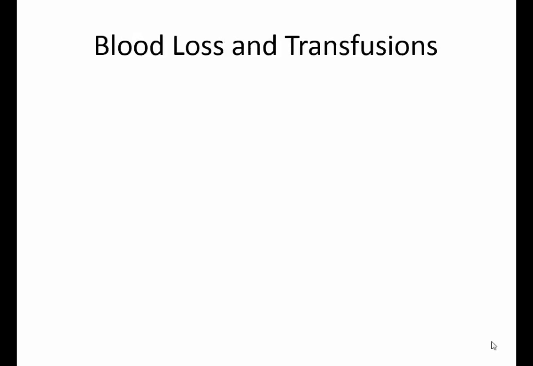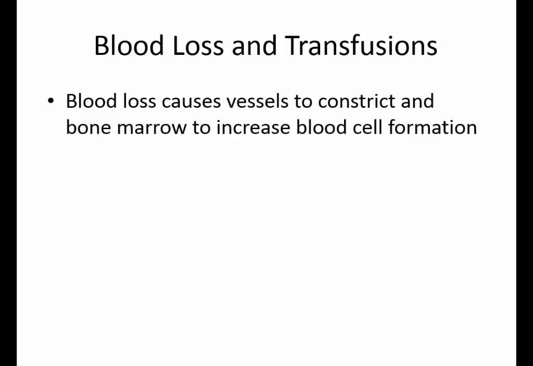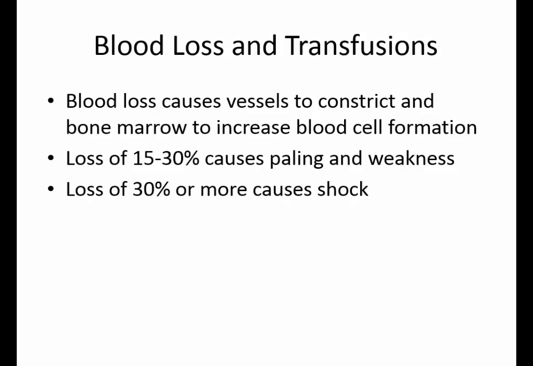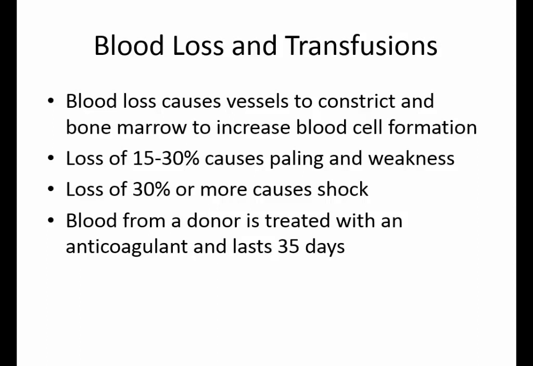We need a certain volume of blood in our body to maintain circulation. Whenever we have large losses of blood, the blood vessels constrict to try to make the area the blood has to fill a little smaller, and we also trigger the bone marrow to increase blood cell formation. If we lose 15 to 30% of our blood, we get very pale and we feel weak. Losses of 30% or more of our blood causes shock. With this loss of blood, there is not enough blood to adequately circulate to all of the tissues. When this happens, we may need a blood transfusion.